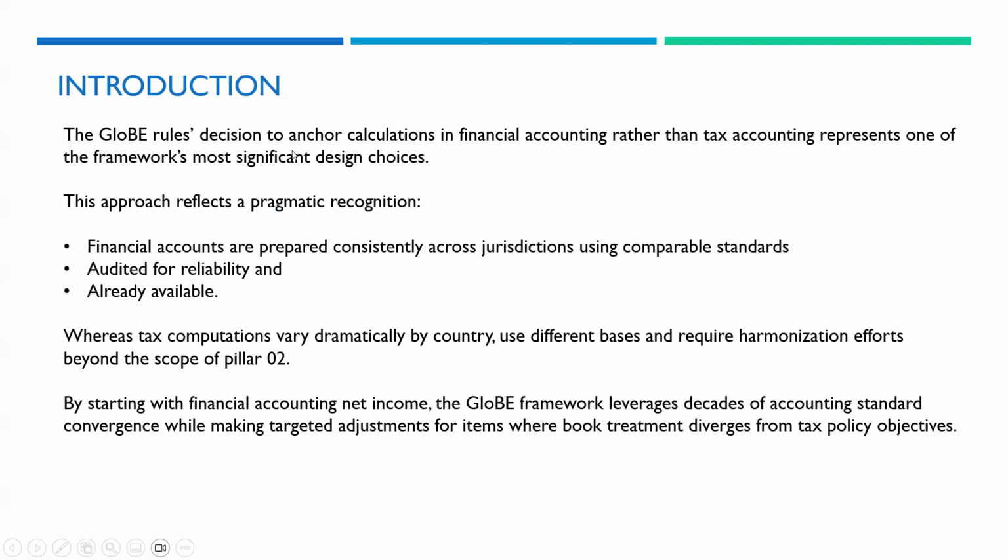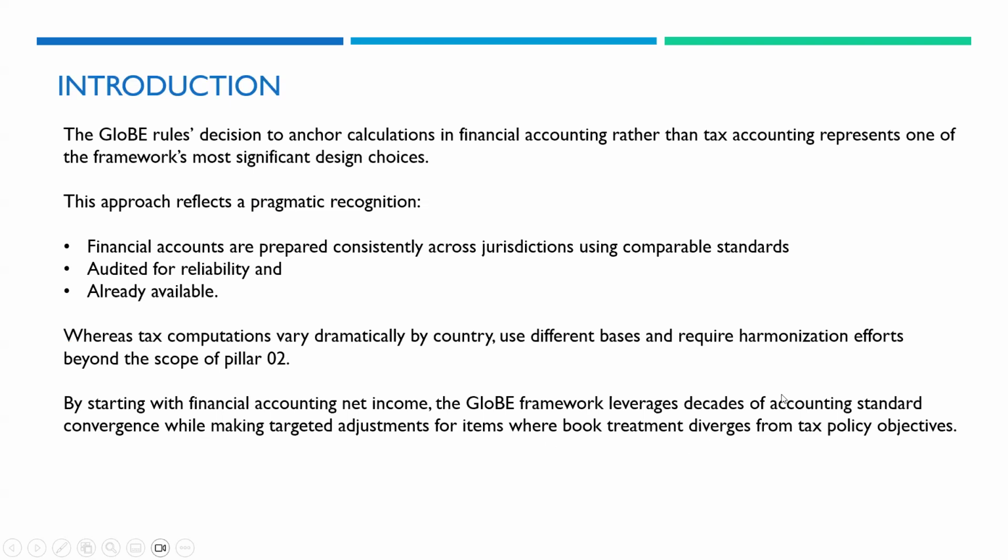The Globe Rules' decision to anchor calculations in financial accounting rather than tax accounting represents one of the framework's most significant design choices. This approach reflects a pragmatic recognition: financial accounts are prepared consistently across jurisdictions using comparable standards, are audited for reliability, and are already available. Whereas tax computations vary dramatically by country, use different bases, and require harmonization efforts beyond the scope of Pillar Two. So, by starting with financial accounting net income, the Globe framework leverages decades of accounting standard convergence while making targeted adjustments for items where book treatment diverges from tax policy objectives.